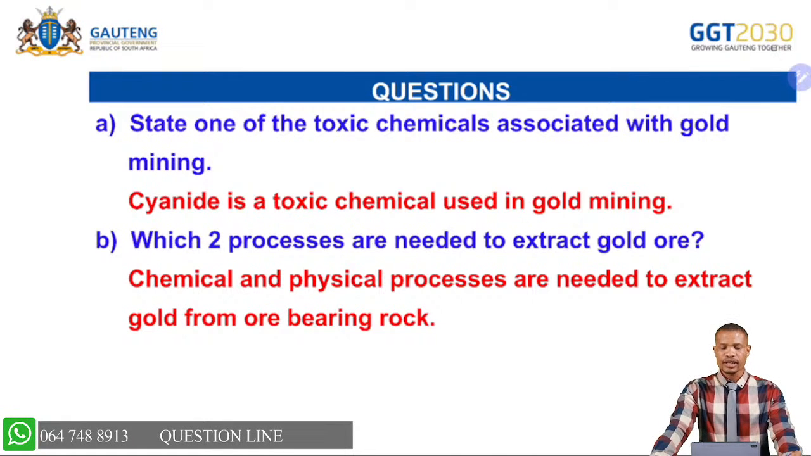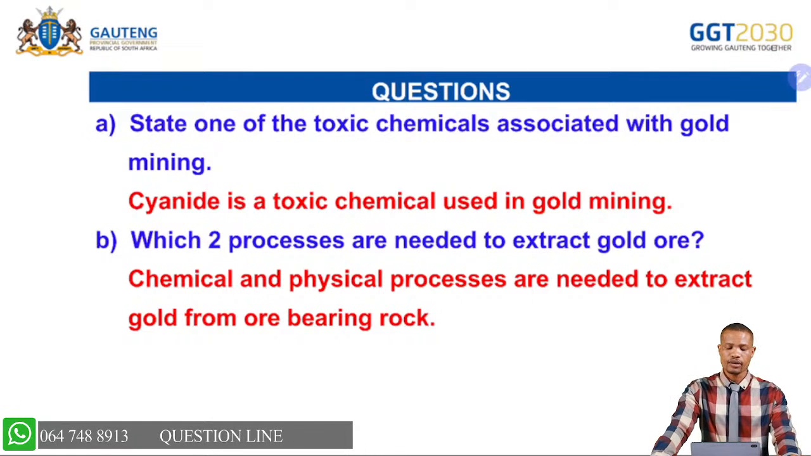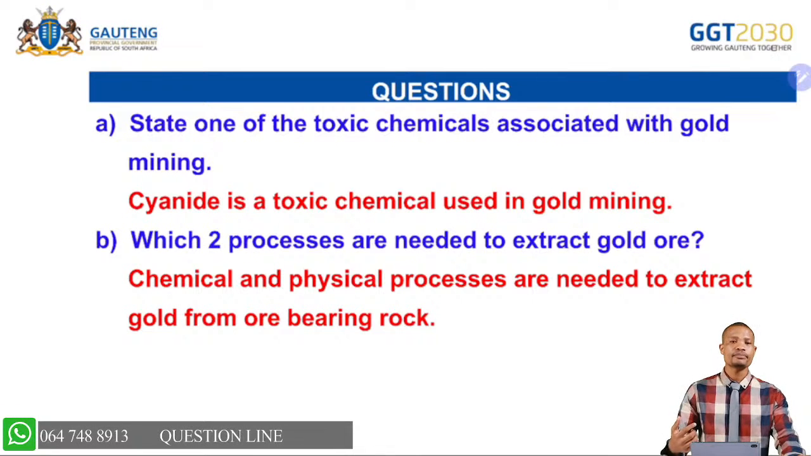So in the processing of gold, we use chemical and physical processes to extract the gold from an ore-bearing rock. The physical is when we break and crush the ore, and then the chemical is when we separate the components of the ore from the gold.